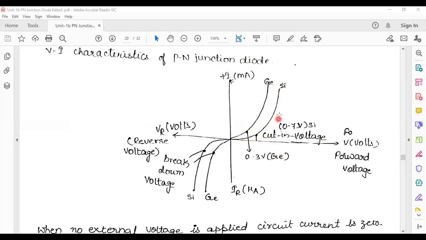In the forward bias condition, below this point only a small amount of current flows. Beyond this point, the cut-in point or knee point, which is the minimum amount of voltage given to the p-n junction diode, the diode starts conducting. That point is known as the cut-in point or knee point. That is the point given here.